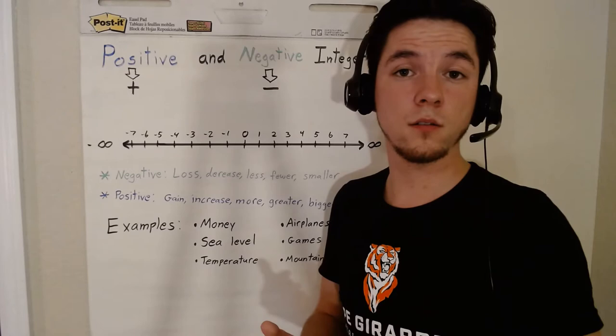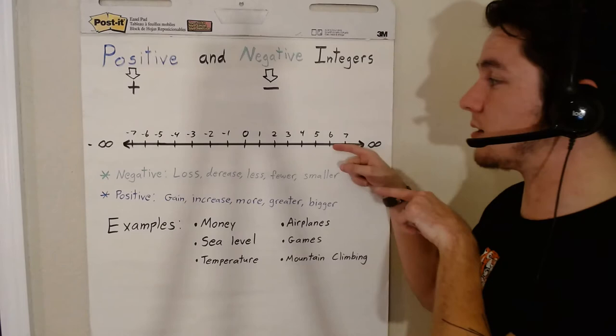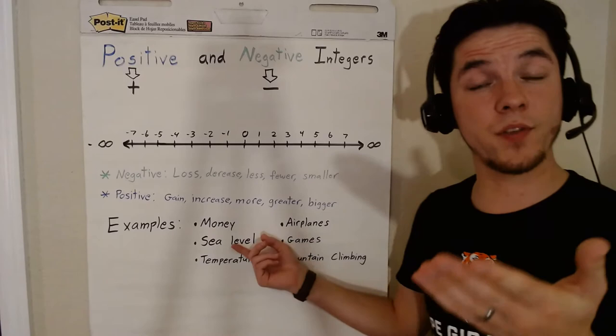Negative 50, not positive 50, negative 50, because my money just went down. Another example would be sea level. We talked about this in our last lesson.